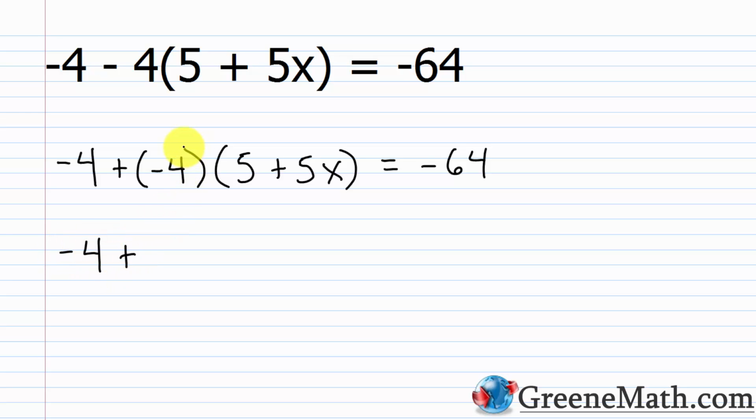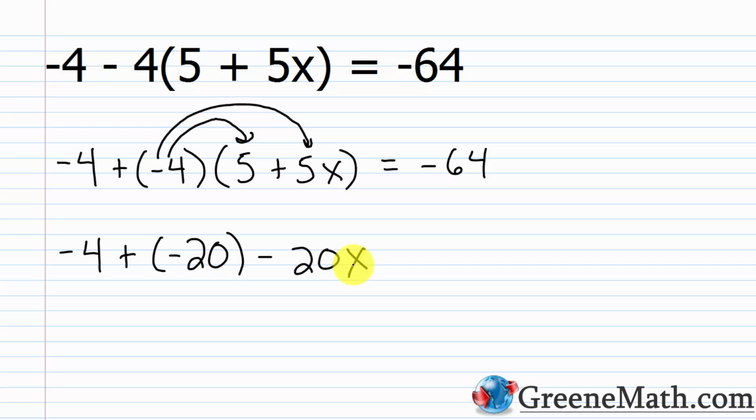And then over here, I'm going to use my distributive property. So I'll multiply -4 times 5. That's -20. So we'll have plus -20. Or, of course, you can write -20. Does not matter. And then I'm going to multiply by 5x now. So -4 times 5x would give me -20x. So I'm going to write -20x. Or, of course, again, I could write plus -20x. Again, it doesn't matter. So then this equals -64.